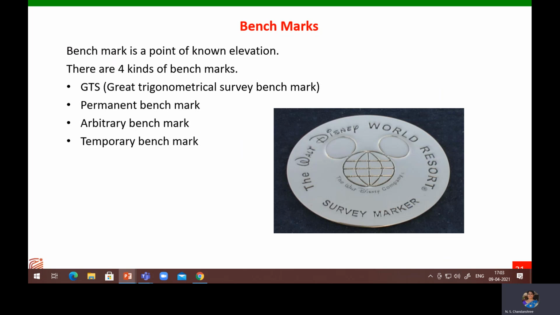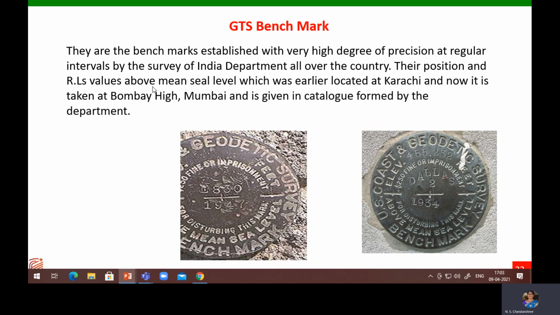Next, the topic is benchmarks. As discussed earlier, a benchmark is a point with known elevation. There are four kinds of benchmarks. First one is the GTS benchmarks, which are called Great Trigonometric Survey benchmarks. Then we have permanent benchmarks. Then we have arbitrary benchmarks and temporary benchmarks.